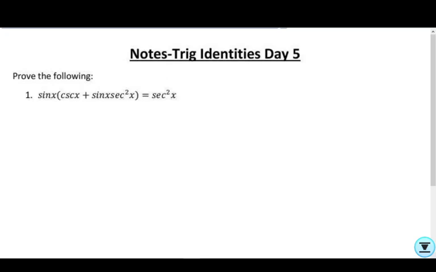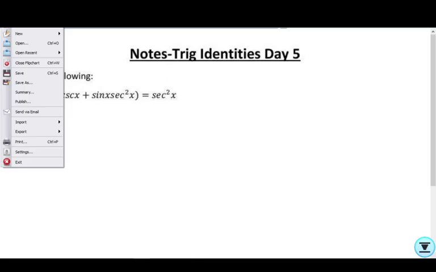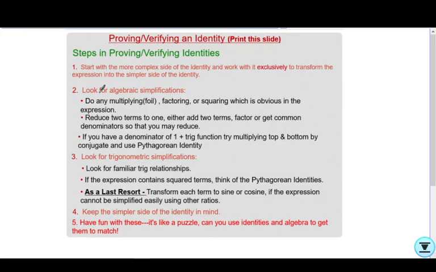So today we're continuing with our trig identities. One of the things that I keep telling my students is that there should always be two things in front of you while you're doing these trig identities. One is the formula chart, or some kind of formula chart, and the second one is these steps that I've given them. In the notes it says to print this slide so that you can have it. These are the steps that I give them every single time, and we go through these every single time we do one of these identities.